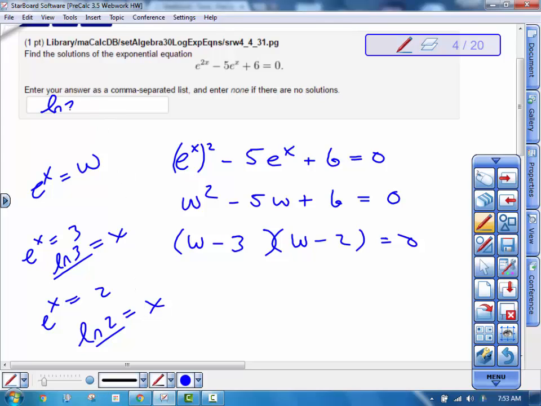And you might be able to enter those in just like this. If not, you'll have to do a decimal. Don't forget to check both of them, make sure that they work, but they both do work and are both solutions for me. If they don't work for you, though, make sure you say that they're extraneous.